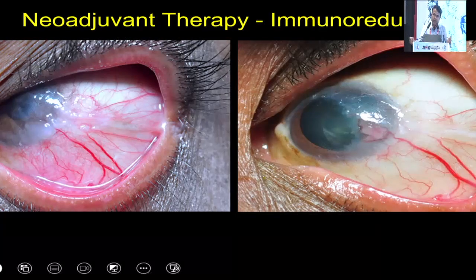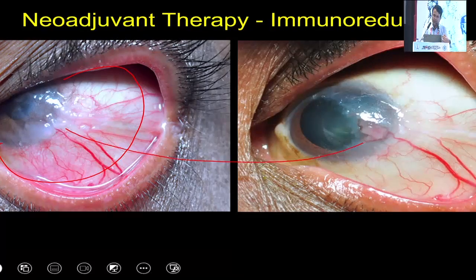Immunoreduction is a principle where you reduce the size of the tumor before you do surgery. Now this patient has an extensive tumor, a very large tumor, which is flat. Of course, you can excise it. But upon immunotherapy, what has happened is that the tumor has become much smaller. And why does that happen?